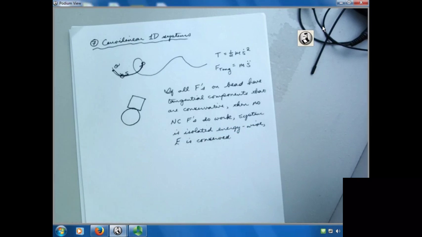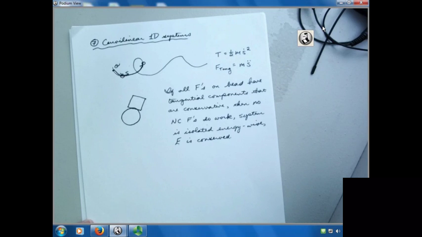So we can apply all the things that we learned last time, all the relationships that we found, including the one in which we were able to solve for motion using energy considerations. All of those will apply to this system. All right. So, what else do I want to say? I think that's all I want to say.